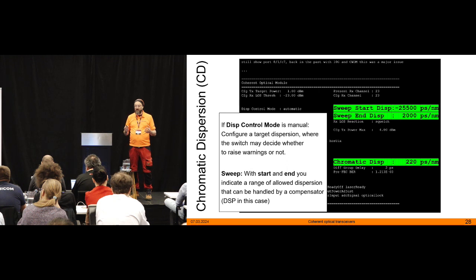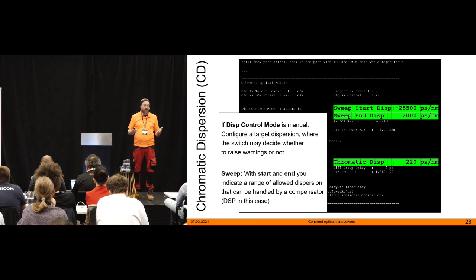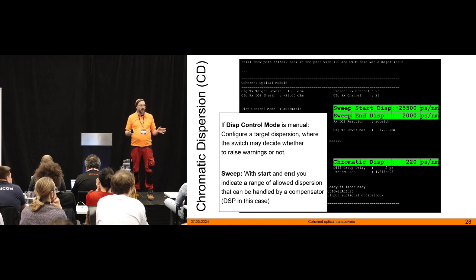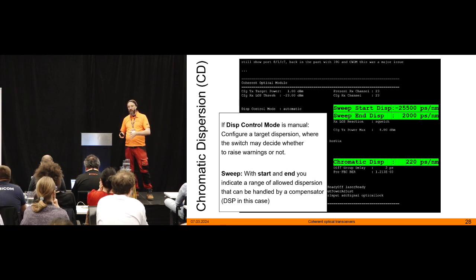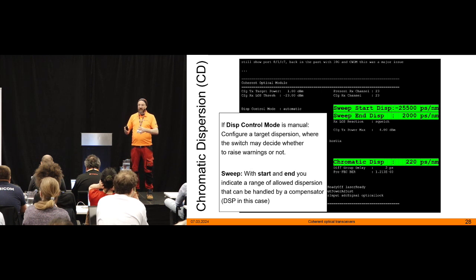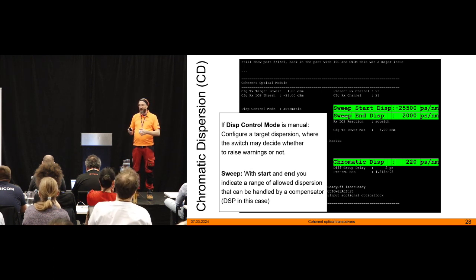And if you do the math and you know the characteristic of your fiber, so in this case we had 220 picoseconds per nanometer, and we had a G.652.D fiber, which has roughly 10 picoseconds per nanometer per kilometer. If you do the math, you would end up at 22 kilometers, which is not true. The fiber actually was 15 kilometers in that scenario.